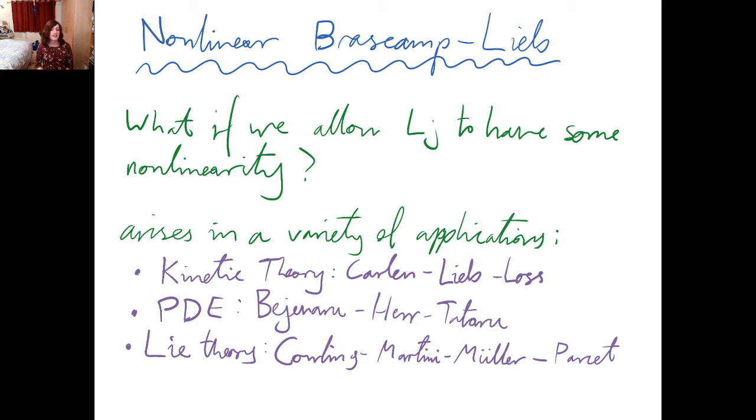And also in a paper of Bejenaru, Herr and Tataru, they ended up thinking about convolutions of densities supported on surfaces in R^3 from looking at these X^{s,b} spaces. And then in Lie theory, Cowling, Martini, Müller and Parcet refer to this forthcoming local nonlinear Brascamp-Lieb inequality when looking at Young's inequality on a Lie group and seeing how that approaches the behavior of the Euclidean Young's inequality as you restrict closer and closer to the identity.